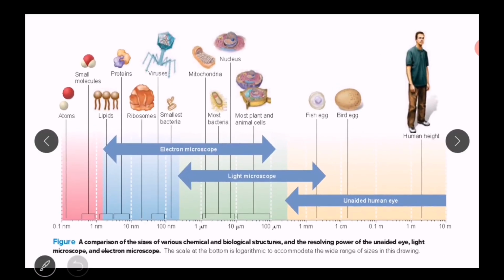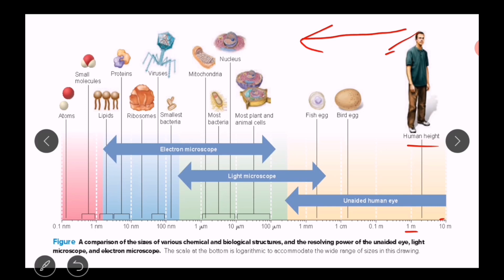Now before going to the definition of cells, first we have to discuss the size. For our better understanding, we have to understand the size of the cell compared to other things. Here you can see in this diagram a human being. Between this 10 nanometer and 1 meter lies the height of a human being. Now this side, the further you go this side, the further the things get smaller.